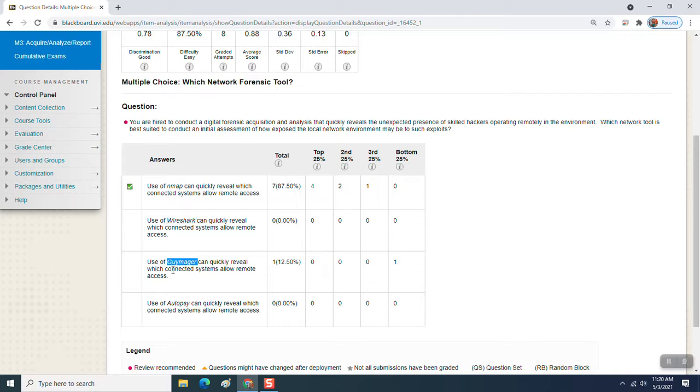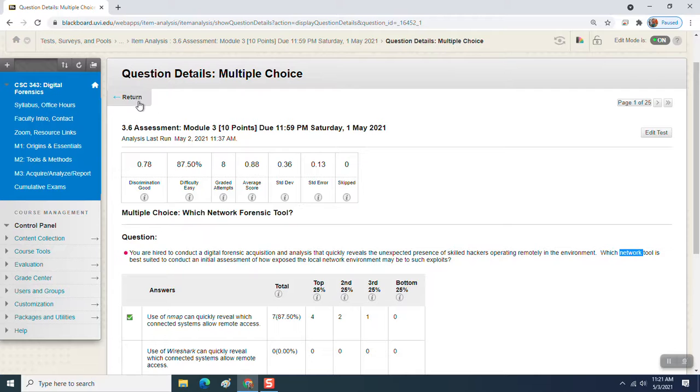GImager is used for disk image collection. It's not a network analysis tool. And nobody chose Autopsy because they know that Autopsy is used for analysis, but not network analysis. So Nmap is the correct one. GImager is a disk acquisition tool. It's not used for networks. And there you have it.